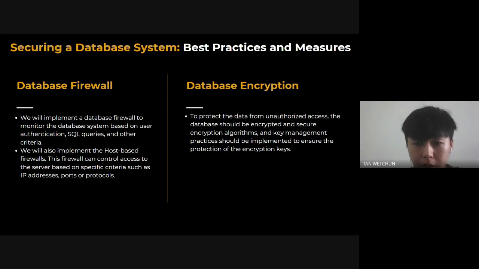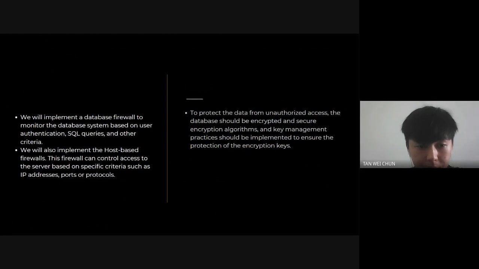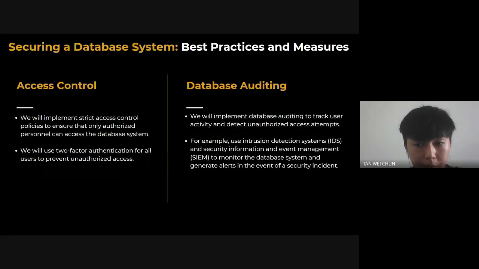The next practice and measure is the database encryption. To protect the data from unauthorized access, the database should be encrypted with secure encryption algorithms and key management. The practices should be implemented to ensure the protection of the encryption keys. The next practice and measure is access control. We will implement strict access control policies to ensure that only authorized personnel can access the database systems. And also we will use two-factor authentication for all users to prevent unauthorized access.